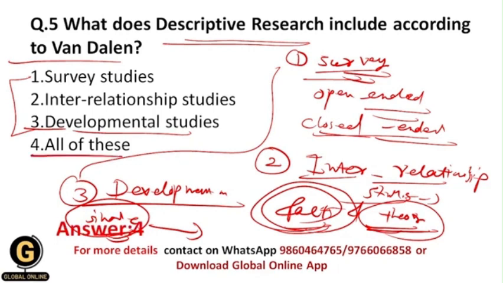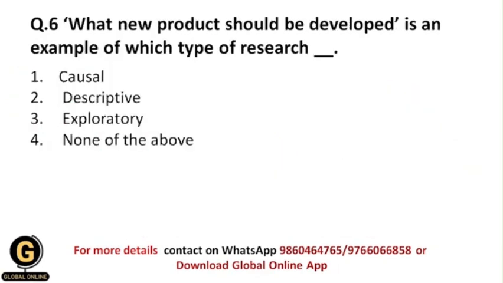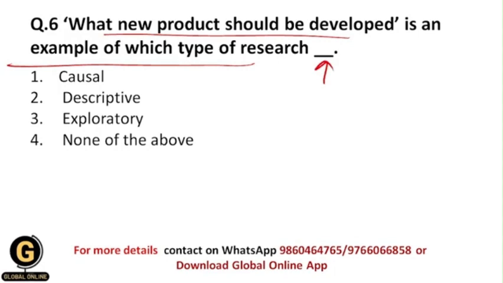Okay. Now next is, what new product should be developed is an example of which type of research. Okay, dash. Whether it is causal, whether it is descriptive, whether it is exploratory, whether it is none of the above. So students, if I want to get the answer for the question, what new product should be developed, then in that situation, which kind of research type do I need to follow?